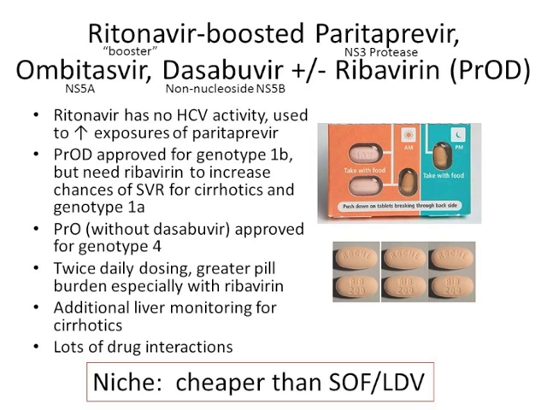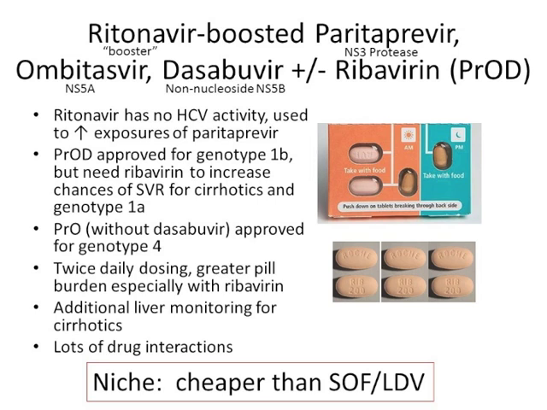The pink pills are the ritonavir boosted paritaprevir and ombitasvir. Those are co-formulated. And then the orange ones, that's the dasabuvir. It has to be given twice a day. That's the non-nuc.